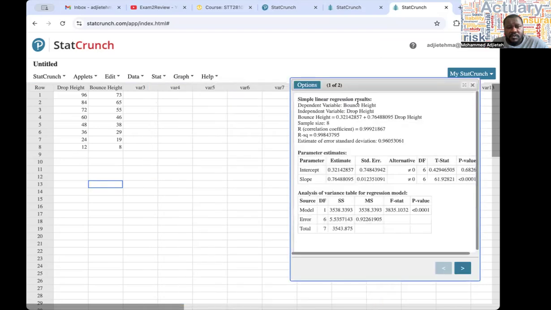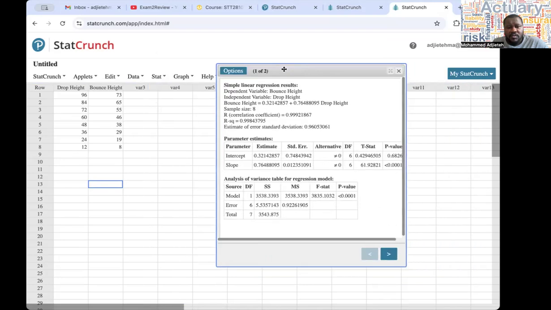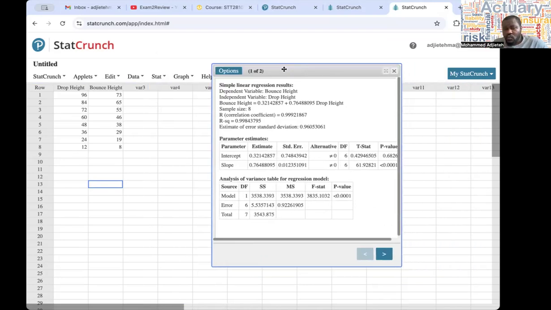So let's do this. When we compute, we can see from here, even when you look at this one, it gives us the answer that bounce height equals 0.321. So I'm going to record that here. So we know bounce equals 0.3214 plus 0.7648 and then drop height.